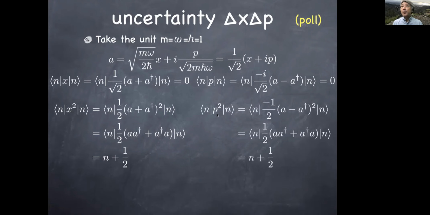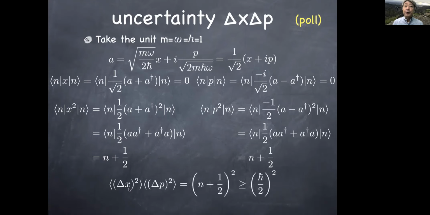If you do the same thing for the p squared operator, going through the same argument, I find n plus 1/2. So the uncertainty of the state for this excited state n is delta x squared times delta p squared, that's given by the x squared expectation value times the p squared expectation value, namely (n plus 1/2) squared, minus x expectation value squared and p expectation value squared. So that's 0. So in the end, this is n plus 1/2. And if you recover the units, this is multiplied by h bar squared, which I set to 1 for the purpose of simplifying calculations. So the higher excited states actually are more uncertain than the ground state.